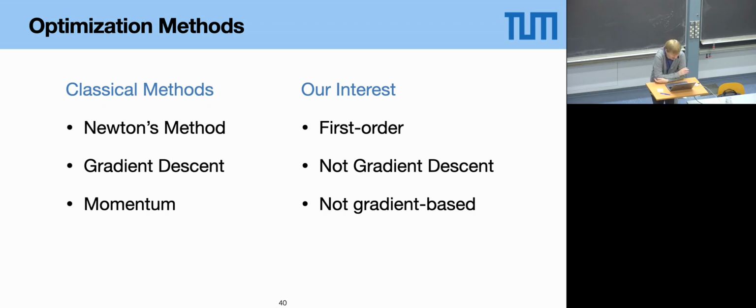Then we obviously not gradient descent. And also we are not interested in gradient-based methods that, for instance, like momentum could be considered to be a gradient-based method, because it computes the gradient and then post-processes the update to make it better. And so a complete specification of what we're interested in here, if you don't mind lengthy expressions, could be a first order non-gradient based method.